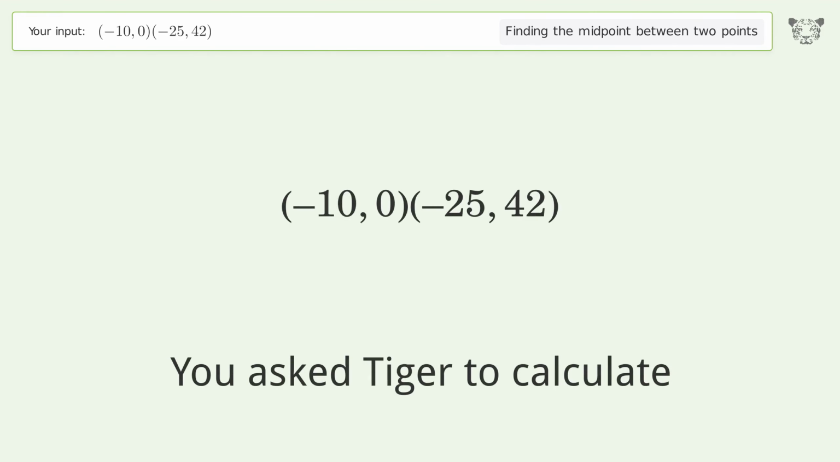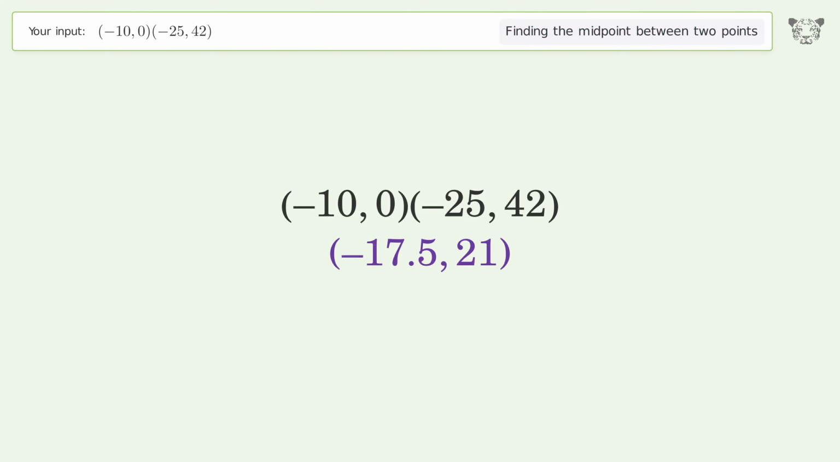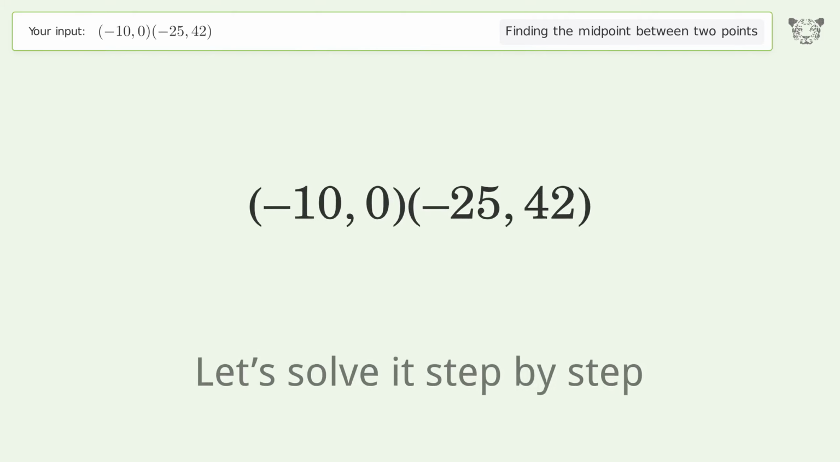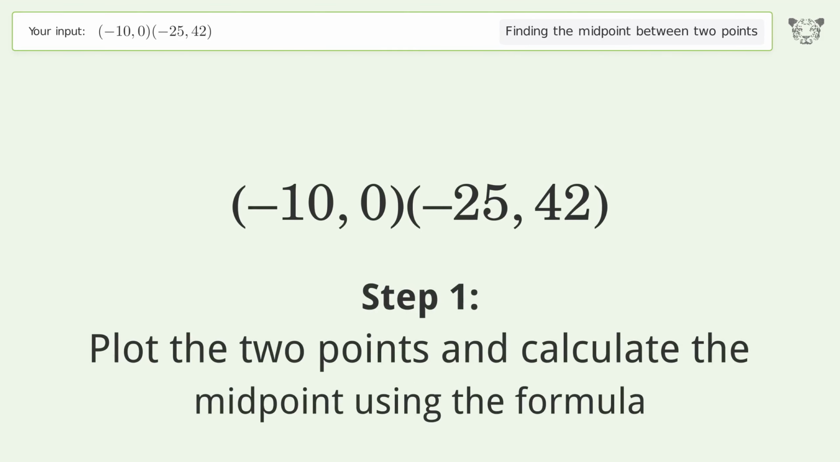You ask Tiger to calculate. This deals with finding the midpoint between 2 points. The midpoint between the 2 points is -17.5, 21. Let's solve it step by step. Plot the 2 points and calculate the midpoint using the formula.